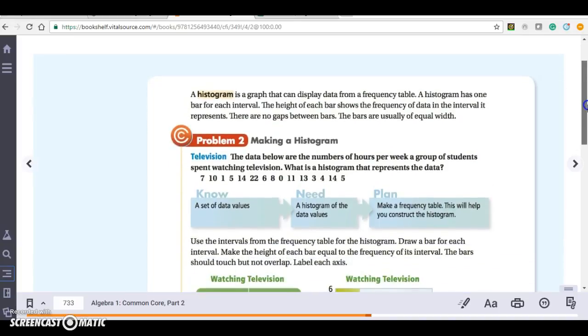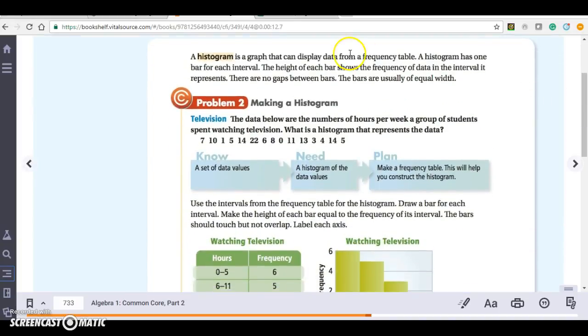All right, histograms. A histogram is a graph that can display data from a frequency table. We just talked about frequency tables in problem 1. A histogram has one bar for each interval. The height of each bar shows the frequency of the data in the interval it represents. There are no gaps between bars. The bars are usually equal width.